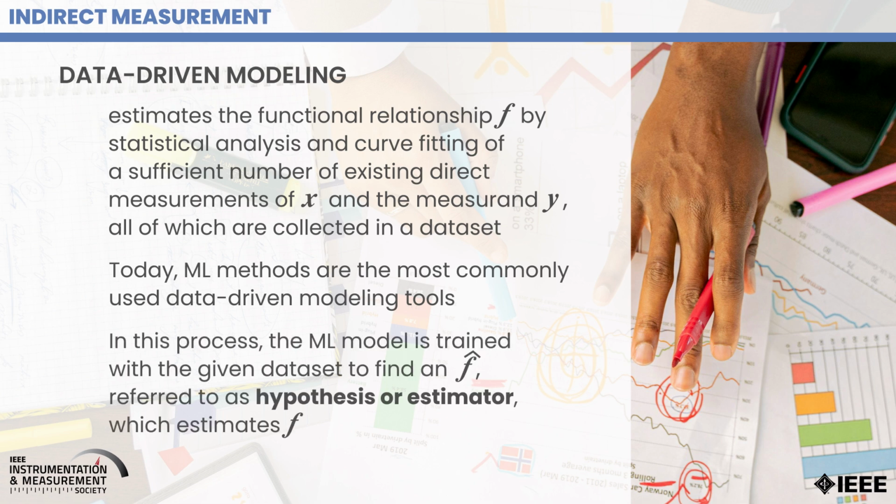So in machine learning, we use the data set, we train the machine learning model, and the outcome will be a hypothesis or an estimator, which we call f hat. And this f hat is basically an estimation of the f. Now, because it's an estimation and not necessarily exactly f, there's going to be some uncertainties already here, as you can see. So let's take a look at uncertainties.